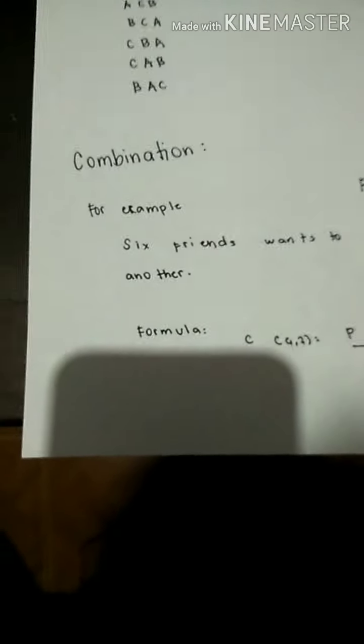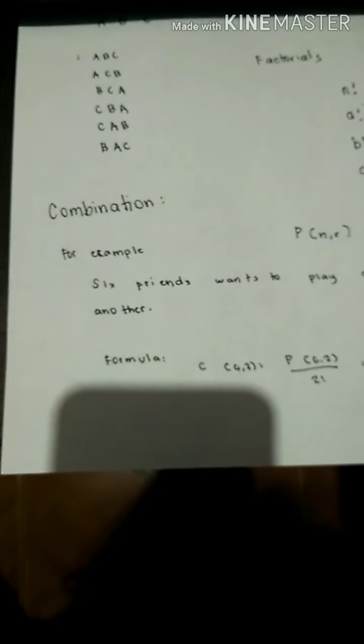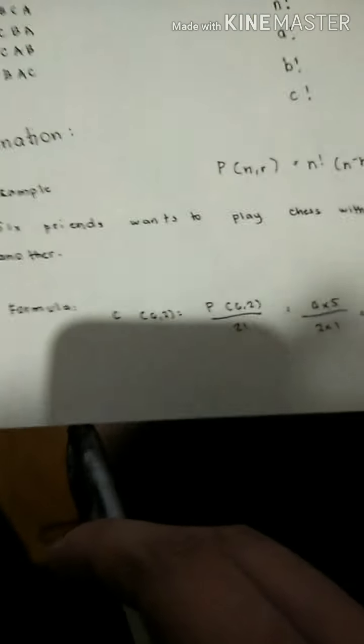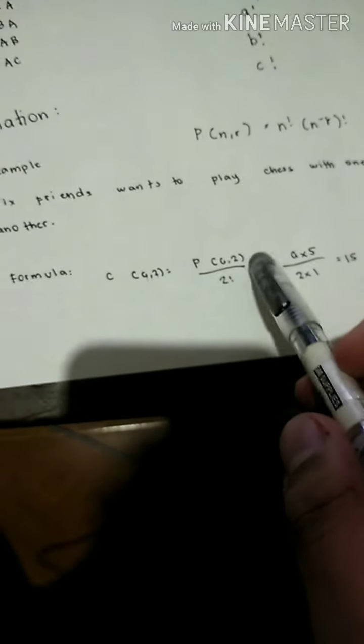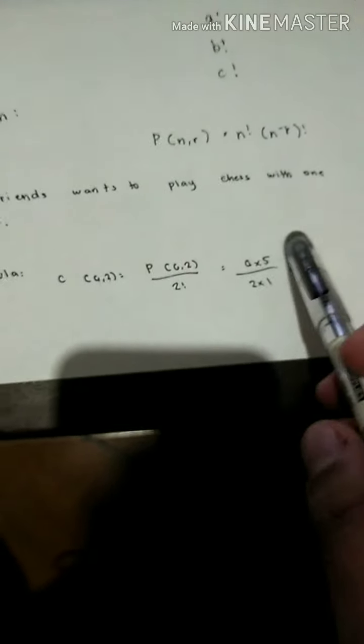One example of combination is 6 friends who want to play chess with one another. The formula is 6 choose 2, which is 6 times 5 over 2 factorial, equals 6 times 5 over 2 times 1. The answer is 30 over 2, so it becomes 15. And that's the 15 games they have to play with one another.